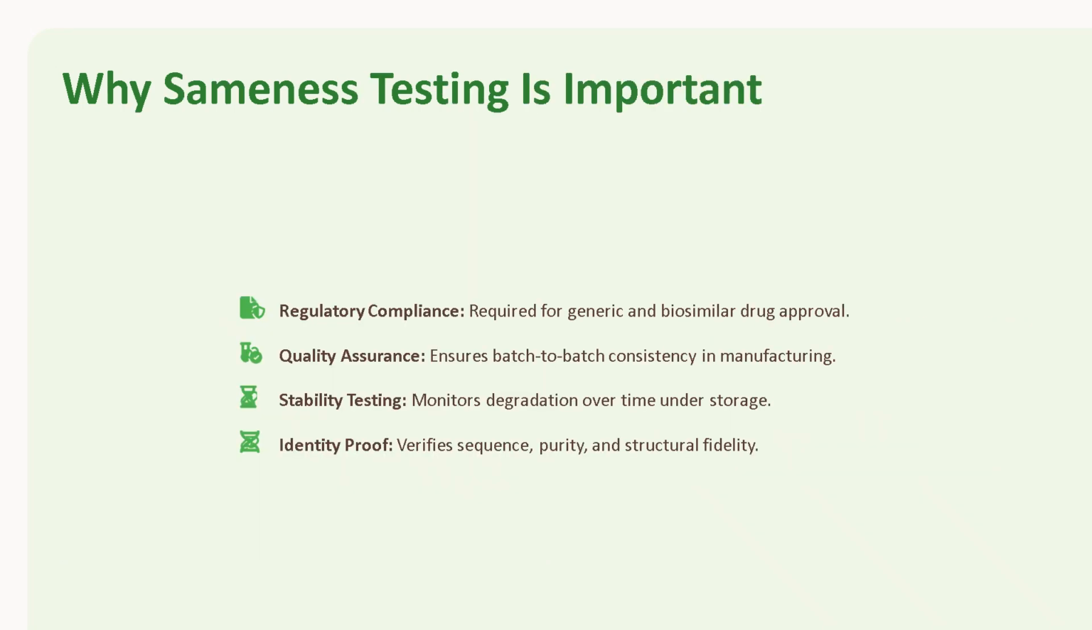Sameness testing is a critical step in peptide drug development and quality control. It ensures that the peptide product being manufactured is identical to the reference standard or the originally approved drug. Regulatory agencies require this type of testing for the approval of generic and biosimilar peptide drugs. It helps demonstrate that the new product has the same identity and performance as the original drug.